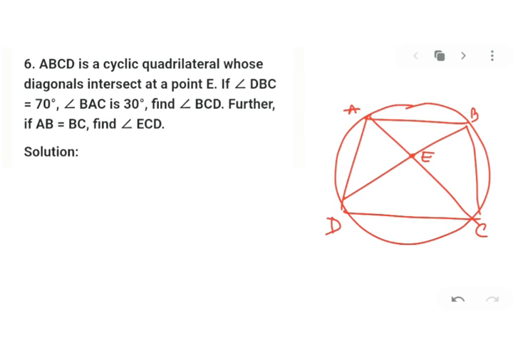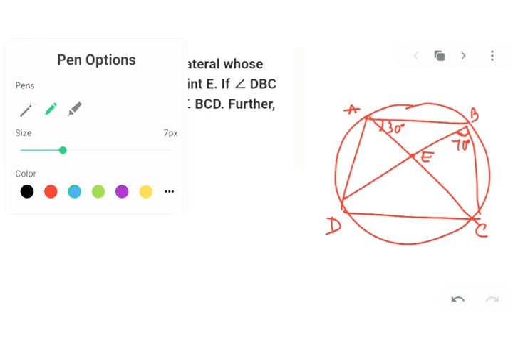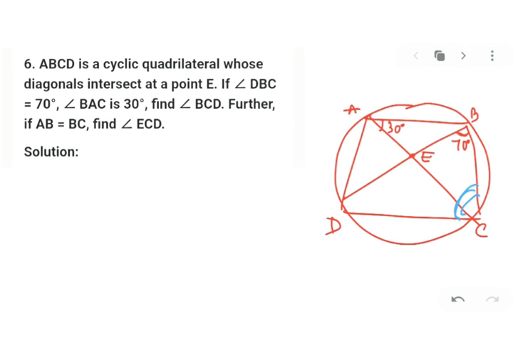Further it says angle DBC is 70 degree. So DBC, this is 70 degree. Angle BAC is 30 degree. Angle BAC, this one is 30 degree. Perfect. You have to find angle BCD. BCD. So I'll mark here green or blue. So that is BCD we have to find.